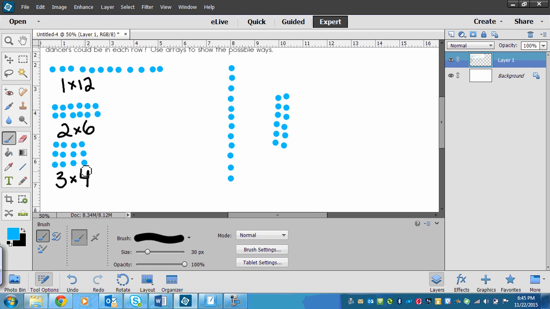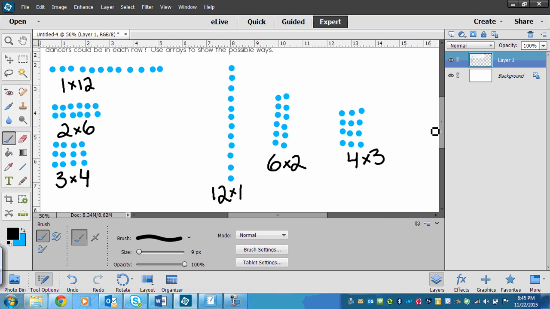And we could do the opposite of this one, showing that we have 3 dancers in each row. So we've got 1, 2, 3, 4 rows, and 1, 2, 3, 4, 5, 6, 7, 8, 9, 10, 11, 12. There's 3 dancers in each row. So bring this back down again. And I'll write my facts here. So this one would show 12 times 1. This one would show 6 times 2. And this one here would show 4 times 3.